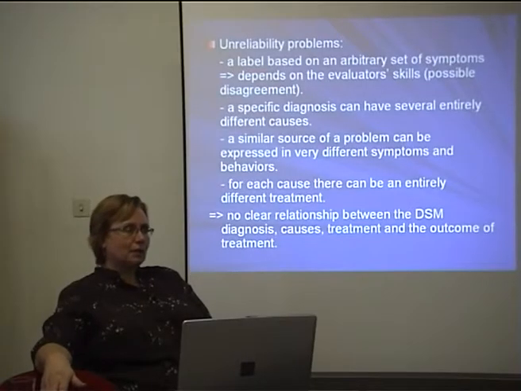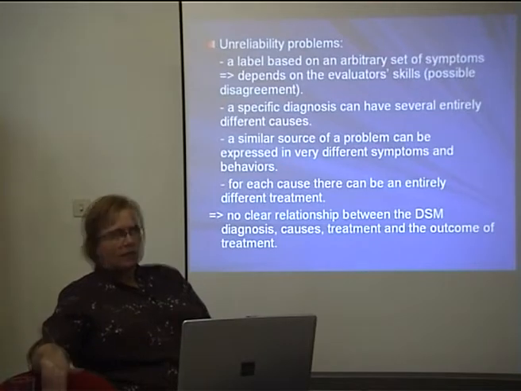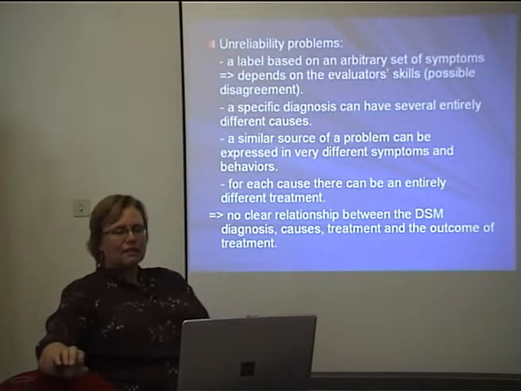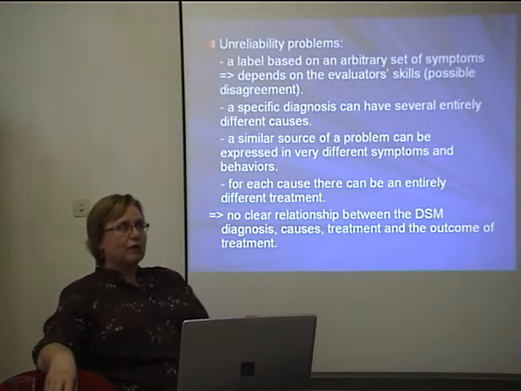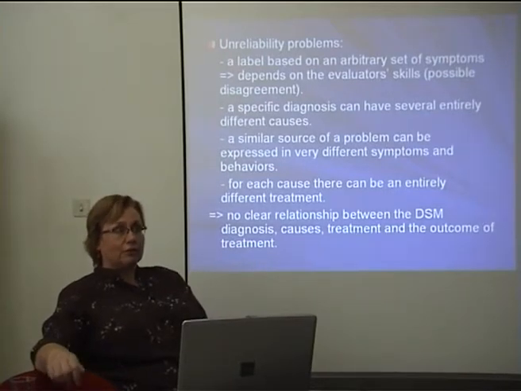There have often been critiques of the problems with unreliability. So a label based on an arbitrary set of symptoms may lead to unreliability. It's very hard to have exact numbers or exact definitions that everyone agrees on when you have a checklist observational system like the DSM. So it depends on training and the evaluator's skills. While there may be possible disagreement, if people study the system enough and use it correctly, there's less of a reliability problem.